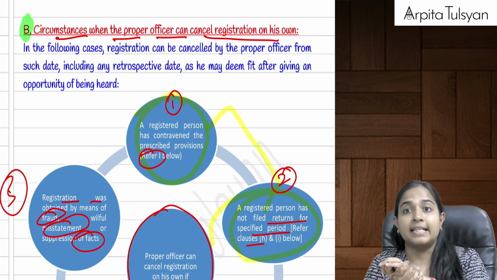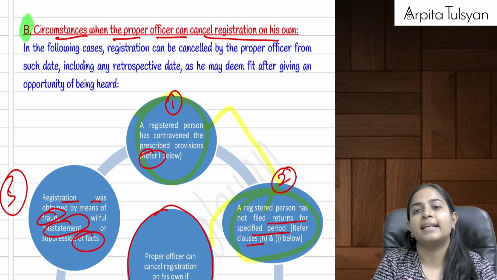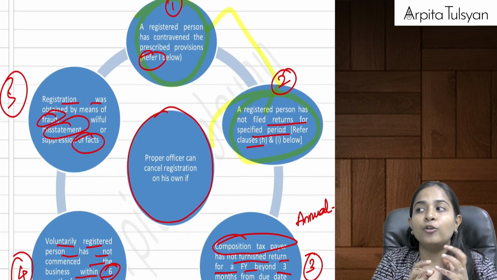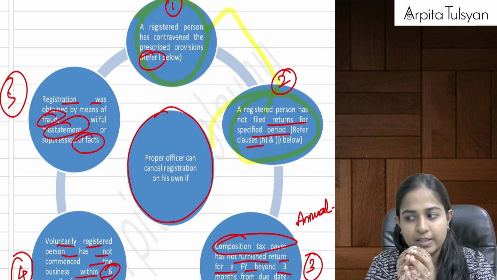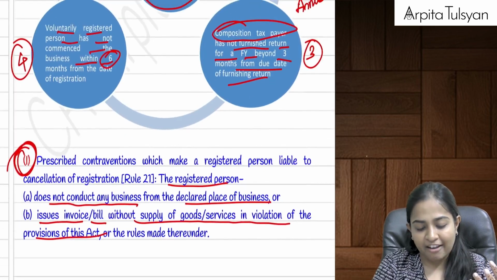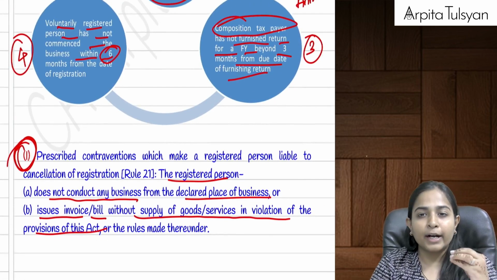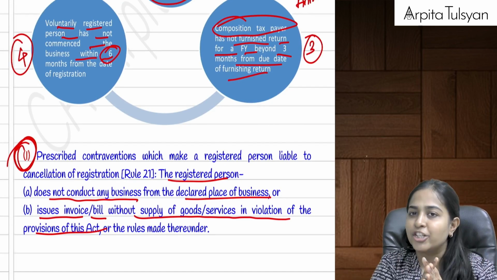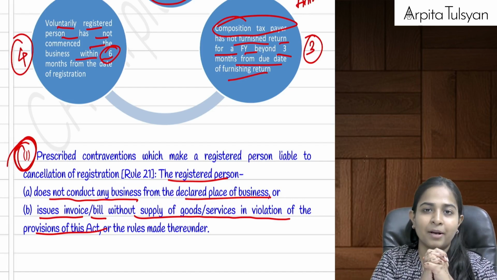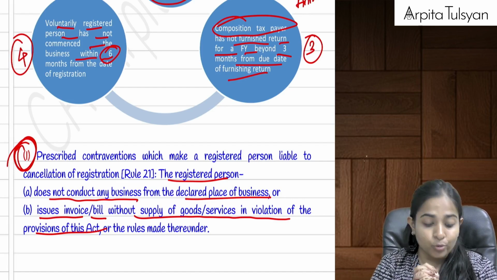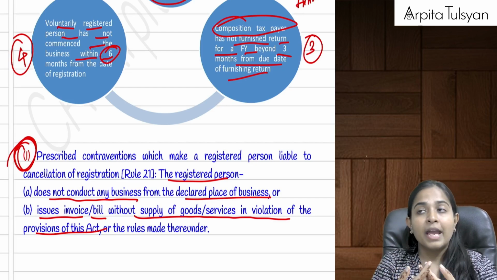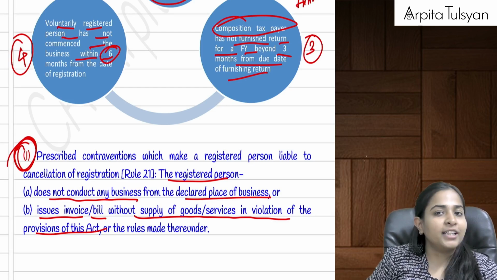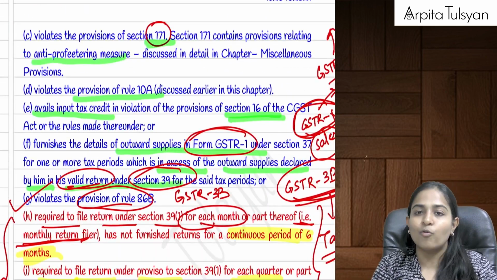Okay, and other cases where the department is cancelling the registration. Now when will the department cancel? If you are not able to fulfill, or if you have contravened some provisions. Okay, which provisions, ma'am? Let's say if you are not conducting business from your principal place of business, not even from your additional place of business, means something fishy is there, right? Or let's say you issue invoices or bills to another person, but actually there is no supply of goods or services, so fake invoices are being issued.